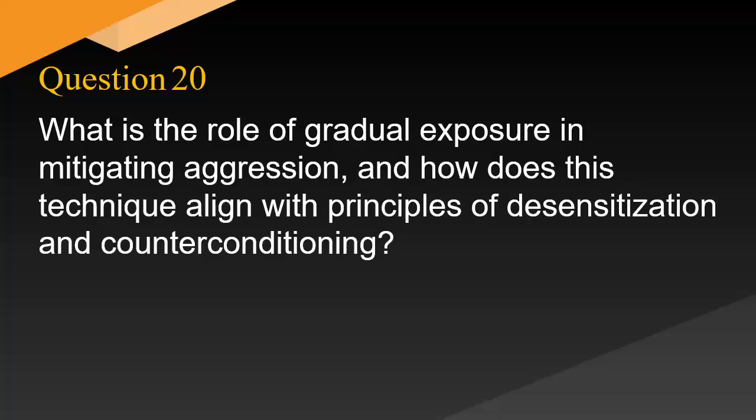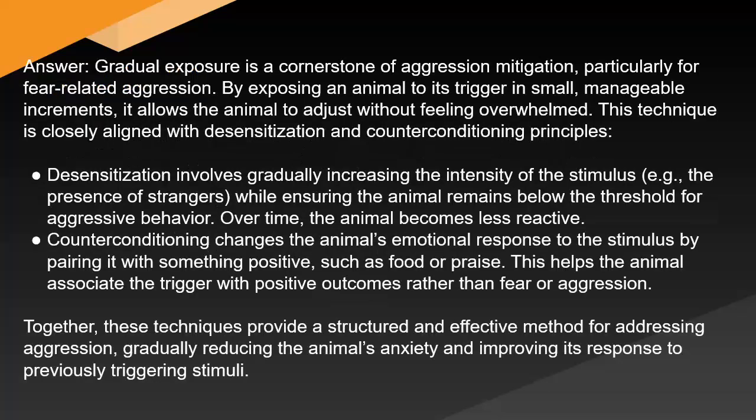What is the role of gradual exposure in mitigating aggression, and how does this technique align with principles of desensitization and counter-conditioning? Answer: Gradual exposure is a cornerstone of aggression mitigation, particularly for fear-related aggression. By exposing an animal to its trigger in small, manageable increments, it allows the animal to adjust without feeling overwhelmed. This technique is closely aligned with desensitization and counter-conditioning principles. Desensitization involves gradually increasing the intensity of the stimulus, e.g., the presence of strangers, while ensuring the animal remains below the threshold for aggressive behavior. Over time, the animal becomes less reactive.